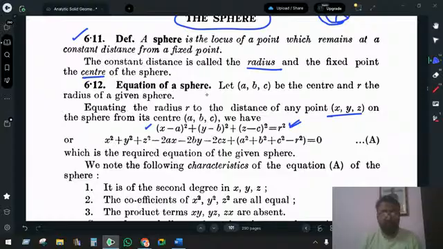And if you simplify the equation with squares and all, then you will get x square plus y square plus z square minus 2ax minus 2by minus 2cz plus a square plus b square plus c square minus r square equals 0. So this is the main equation of the sphere. It is another form; we can write it as the center and radius form. It is the general form of the equation.